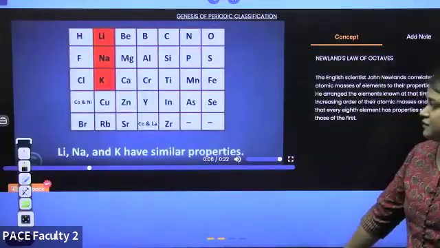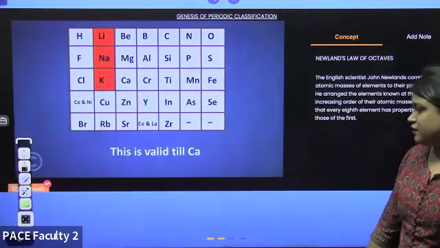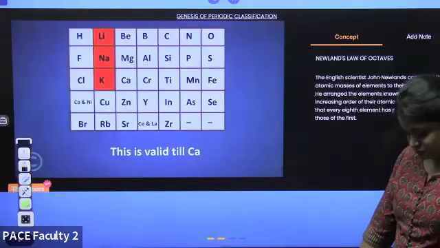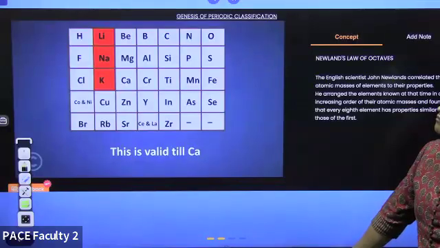Who related the atomic masses of elements to their properties. He arranged the elements known at that time in an increasing order of their atomic masses and found that every 8th element has properties similar to those of the first.